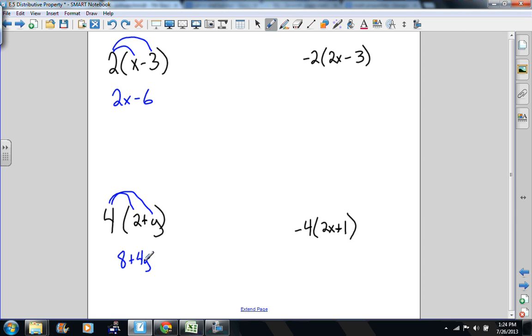So that's it. Here, if we distribute a negative 2 in, negative 2 times 2x is a negative 4x. And now it's a negative 2 times a negative 3, which becomes a positive 6. Okay, so negative times a negative is a positive. Down here on the bottom, negative 4 times 2x will be a negative 8x. Negative 4 times a positive 1 is just a negative 4, just like that.